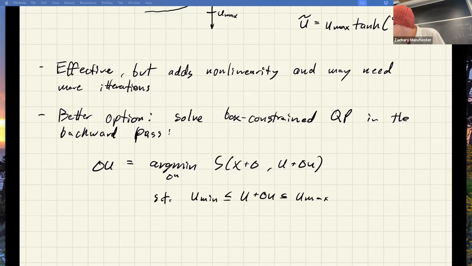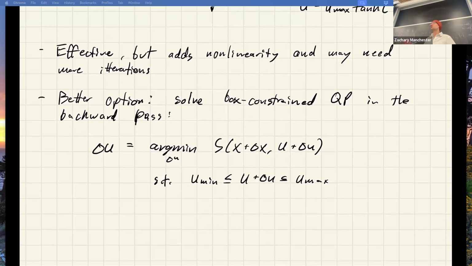Thanks. So yeah, instead of just setting the gradient equal to 0 and solving for delta u in closed form, you just solve this little guy. And remember, S is quadratic. So, and we make it convex. So this is like a tiny QP. So it's really easy to solve this. Okay, so that's control limits, pretty easy.